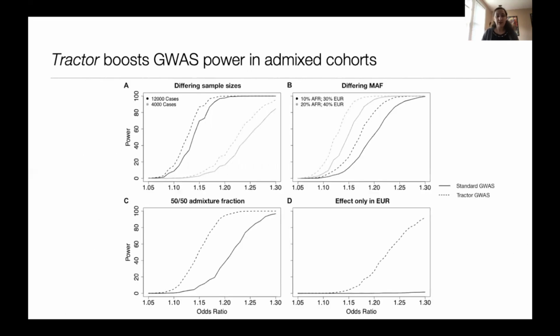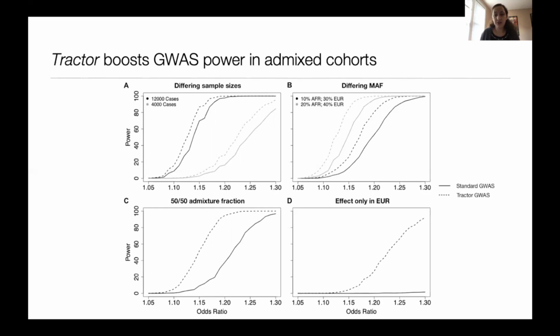To evaluate Tractor's power to discover GWAS loci, we ran sets of simulations varying the parameters of the effect size difference across ancestries, overall effect size, minor allele frequency, overall and difference across ancestries, admixture fractions, and disease prevalence. I'm just showing 4 of the major models used in the paper here. In all of the different panels, the dashed line is our Tractor model, and the solid line is our standard GWAS model, both involving 10 principal components.